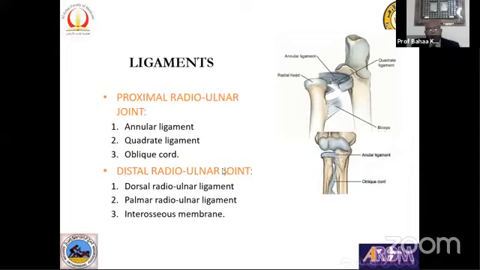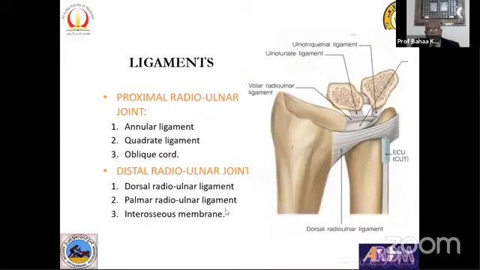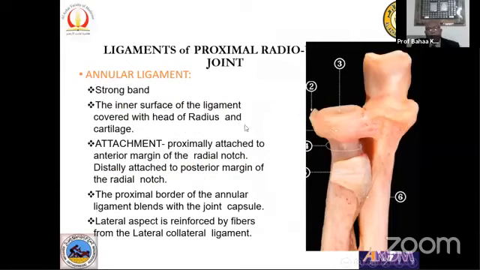What about the distal radioulnar joint? The distal radioulnar joint has important ligaments: the dorsal radioulnar ligament, the palmar radioulnar ligament, and the interosseous ligaments. This is the annular ligament, and this is its shape, how it rotates around the head of the radius laterally and is attached to the ulnar notch.